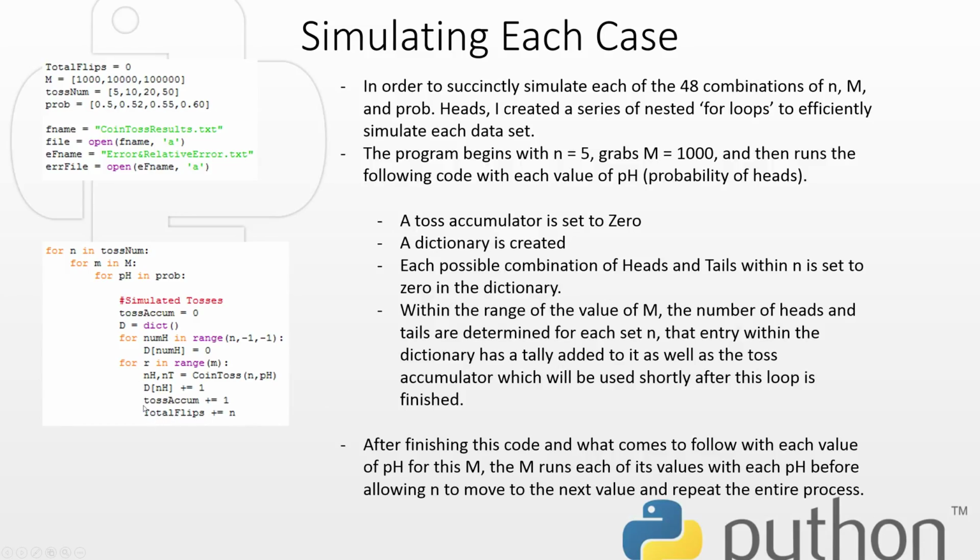So after it runs through this code and the code that you'll see afterwards, which is within the same tab, after running through each probability of heads, it goes back and grabs the next value of m, 10,000, and then runs through that, and then runs through 100,000. And then it goes back to n and repeats the whole process, doing each probability of heads for each multiple of m.